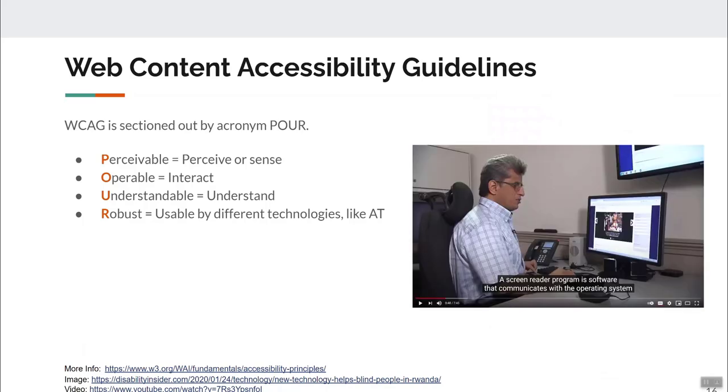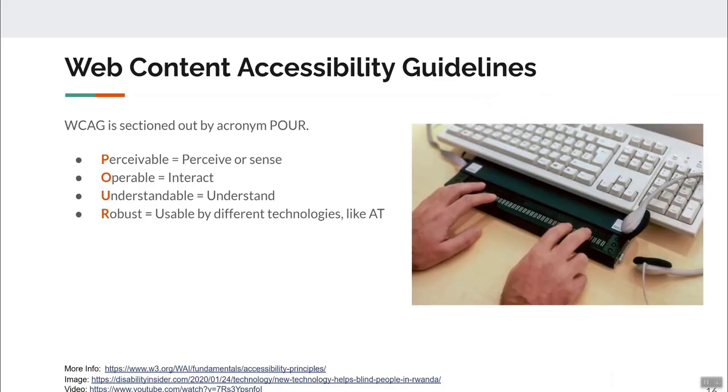This next screenshot is of a YouTube video of somebody using a screen reader. And a screen reader is helpful for somebody who is blind or has low vision or possibly a cognitive disability. What it does is a piece of software that when you open it will read the text that is on your computer, like a website. And you can watch that video too. The link is right there in the bottom.